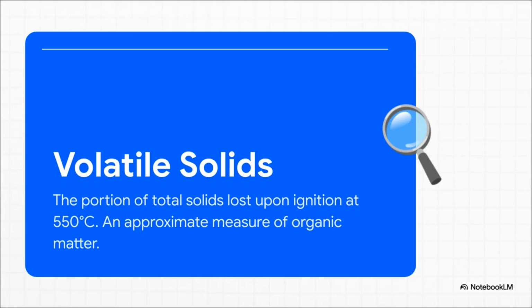Okay, so how much of that solid material is organic? To find out, we take that dried residue and we bake it. Really bake it, at 550 degrees Celsius. The portion that burns off is what we call volatile solids. This is a super important number because it gives us a rough idea of how much organic food is available for the microbes in our biological treatment systems.